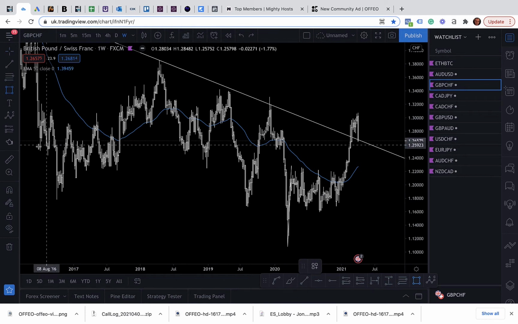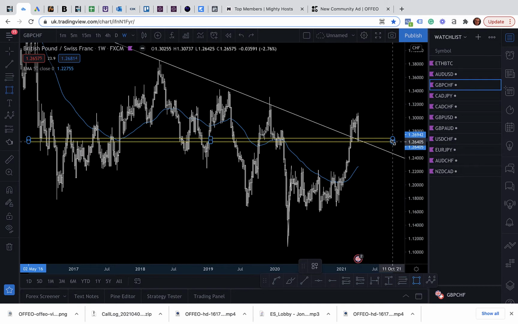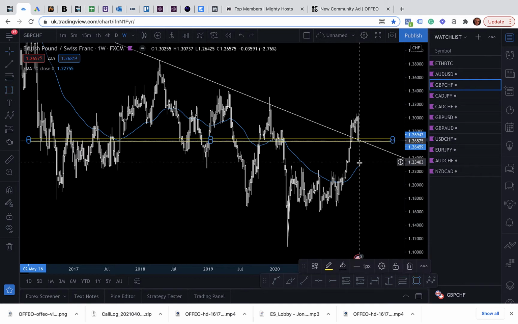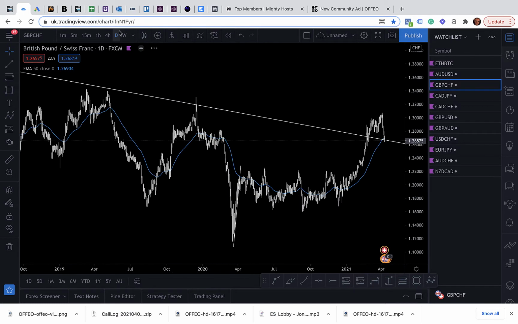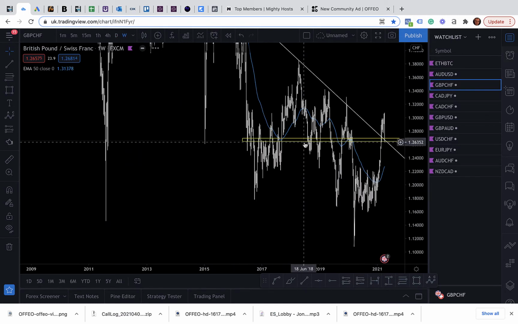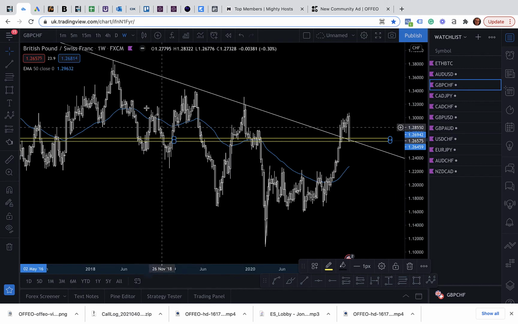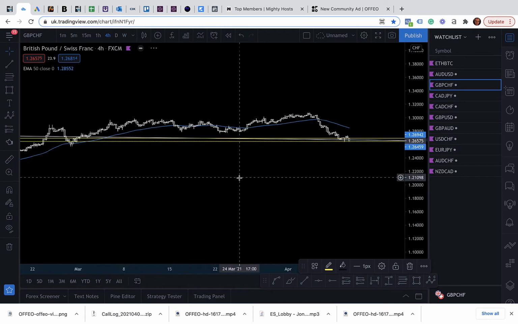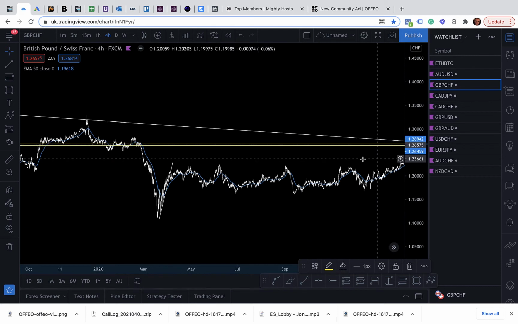Okay, so let's draw this again. We'll have this here. Now, again, go down to the daily. See nothing showing the hours, days. Okay, so we have this now. We'll go down to 4 hour, and let's see how well it's been respected. Okay, see, it's lining up perfectly with this level here.